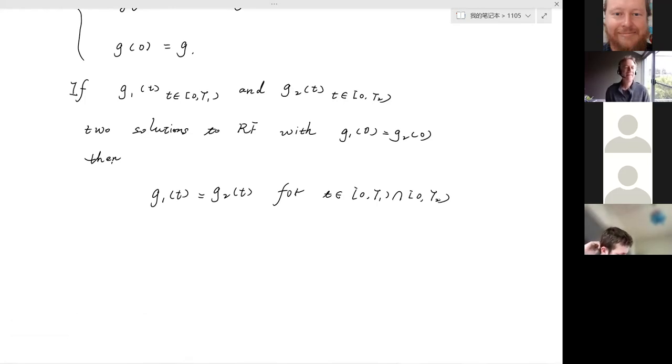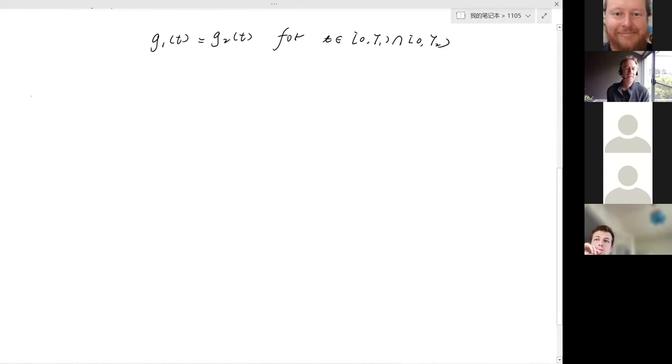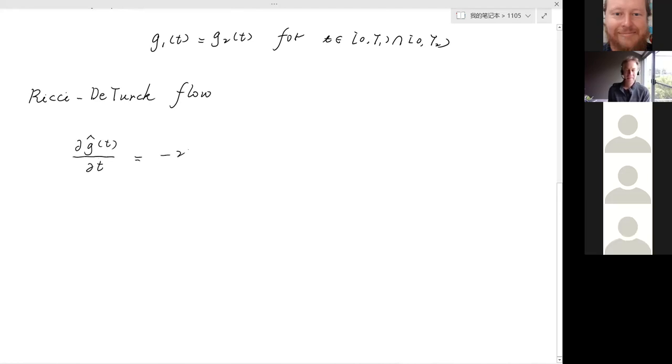Okay. The reason that the standard parabolic PDE theory could not apply to the Ricci flow directly is that the nonlinear operator from g to its Ricci curvature is not elliptic. However, the Ricci-DeTurck flow, okay, we write it. The Ricci-DeTurck flow is strongly parabolic and hence admits short-time existence and uniqueness by the parabolic theory.